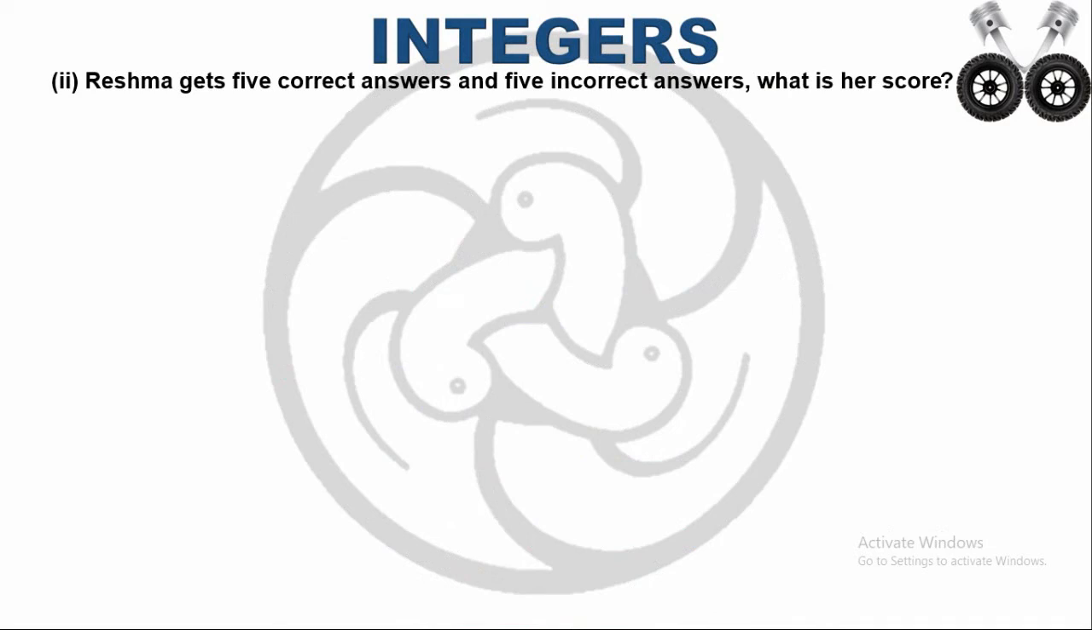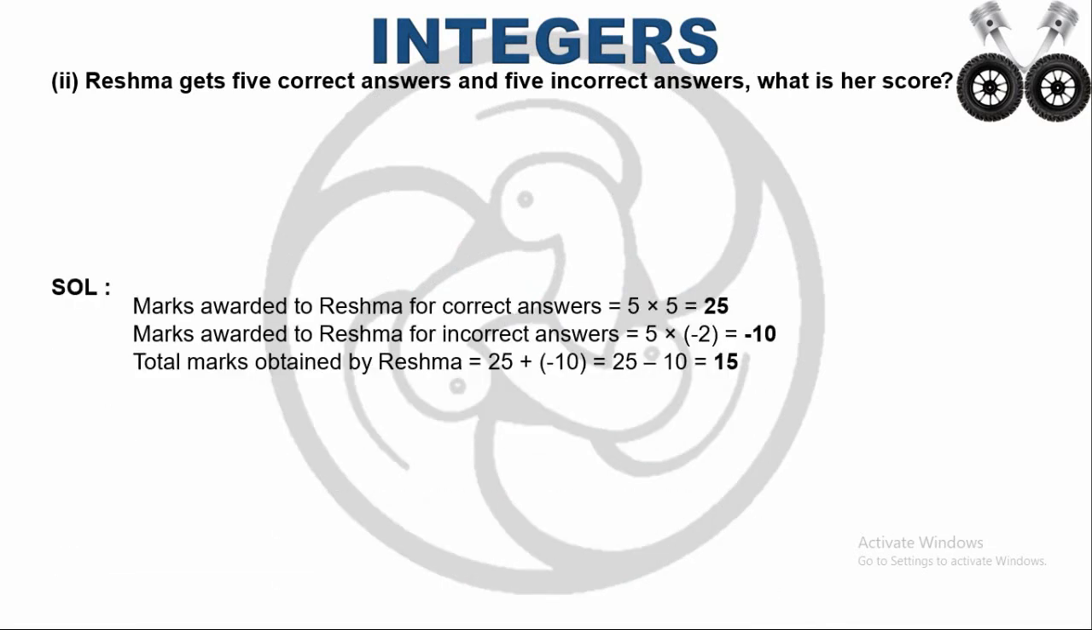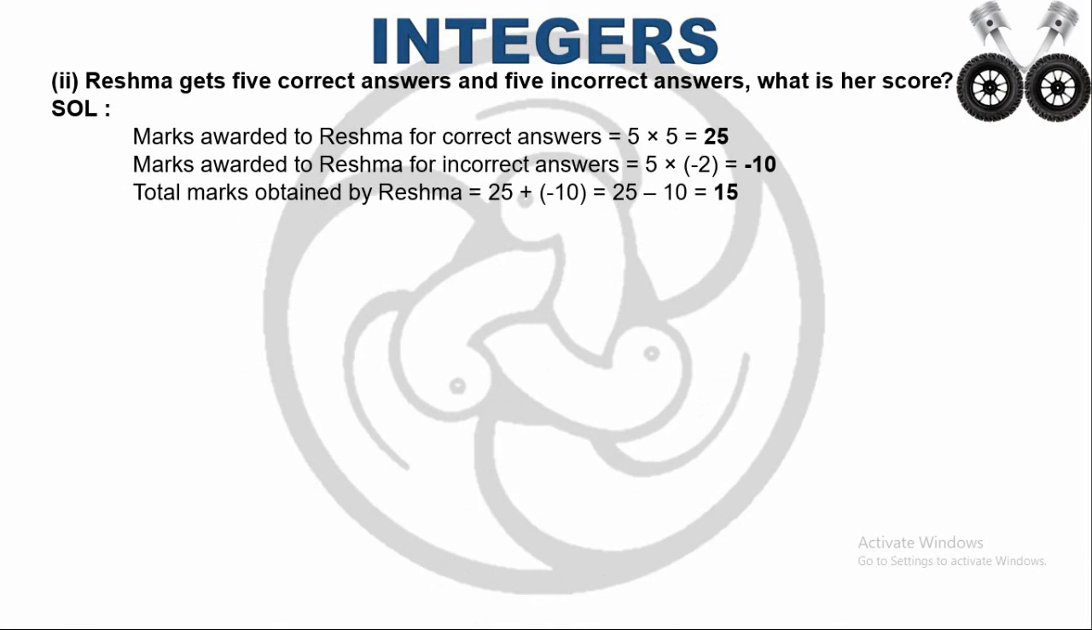So next one is Reshma gets 5 correct answers and 5 incorrect answers. What is her score? So what is the mark awarded for the correct answer? 5 marks are awarded for the correct answer. How many questions did she write correctly? 5 questions. So 5 into 5, which is equal to 25. So the mark awarded for correct answers for Reshma is 25.